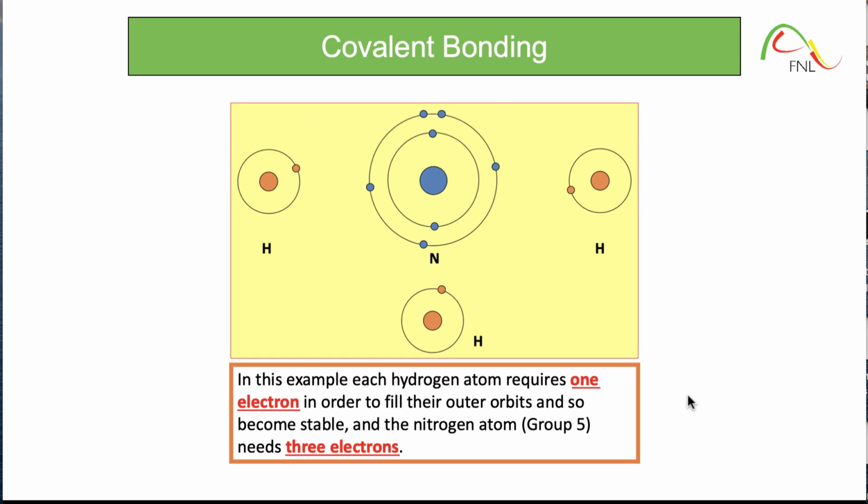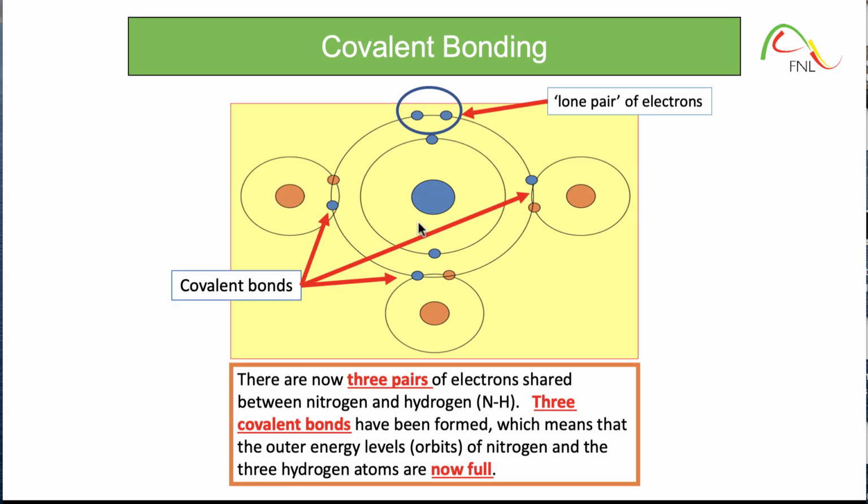Another example, this is ammonia, NH3. Now, in this example, each hydrogen atom, as we saw previously, requires one electron in order for the outer orbit to become full, and so they become stable. Now, nitrogen is in group 5. Nitrogen requires how many electrons? 3 electrons to fill its outermost shell. At the moment, it's got 5 there: 1, 2, 3, 4, 5. It needs another 3. So what it does, it gains an electron to share with each hydrogen.